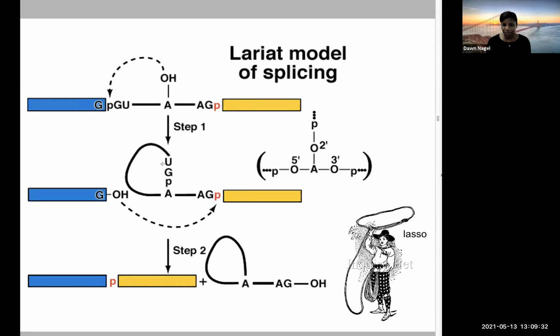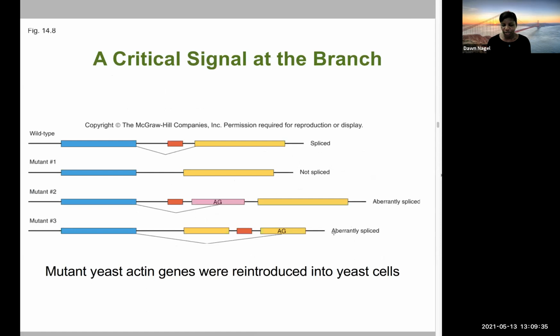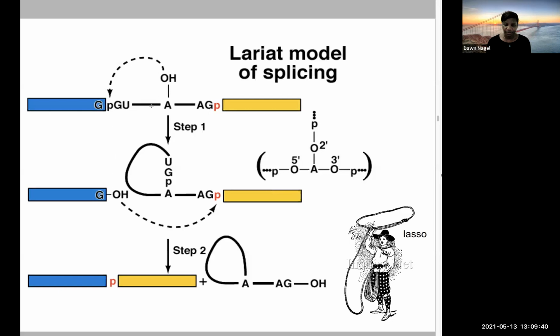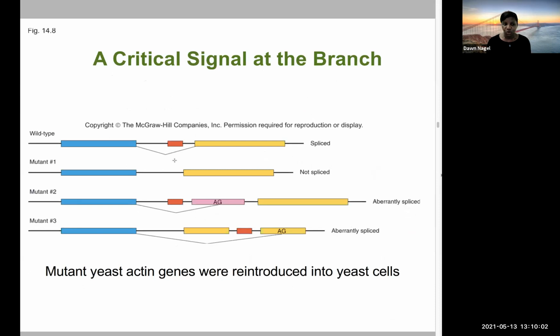So for this to happen, you really need particular proteins that will help to facilitate this interaction between this branch point, or this branch nucleotide, and these 5' and 3' sites. And we'll talk about that in the next 2 slides. But the next thing is you want to know how important it is that this A site be present. We know that it's important for proper splicing. It is critical. If you remove it, splicing doesn't occur.